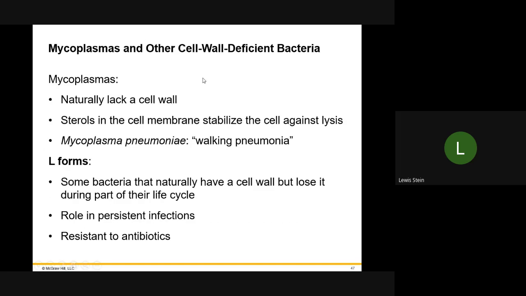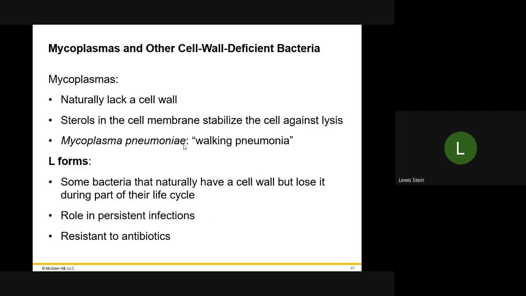Mycoplasma. I talked about this a little bit. They have elements of peptidoglycan. They don't have a cell wall. They utilize sterols, chemically similar to the cholesterol in our membranes, to stabilize. But the big player in this, and we'll explore this in pneumonias, is Mycoplasma pneumoniae. Walking pneumonia is the classic definition. Atypical pneumonia, because it is not as severe.